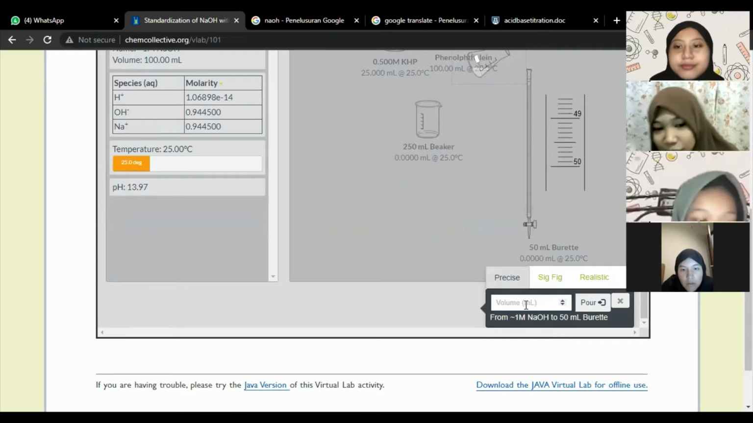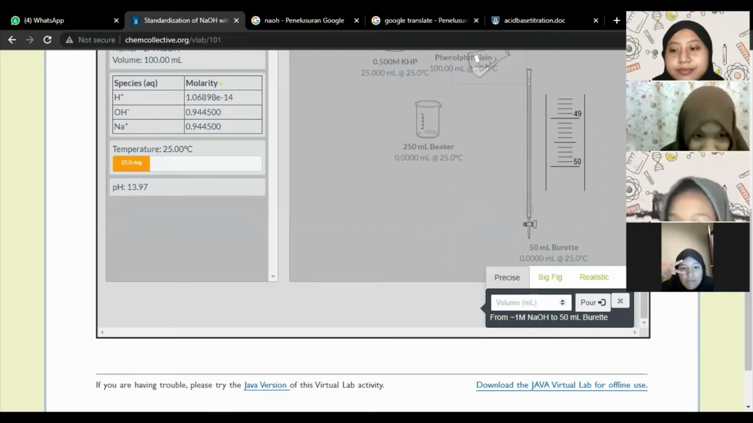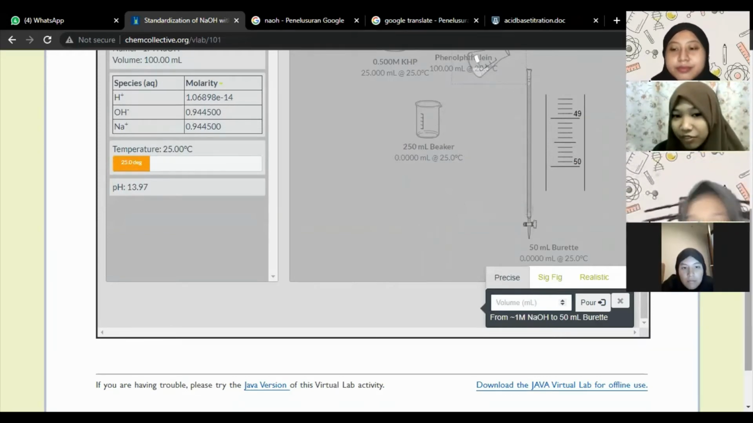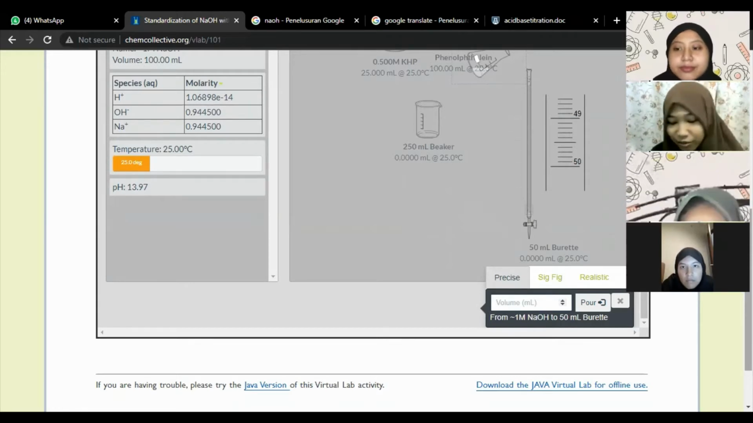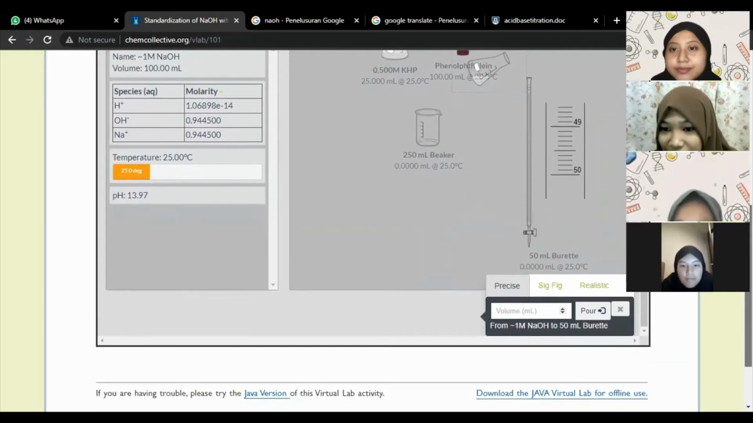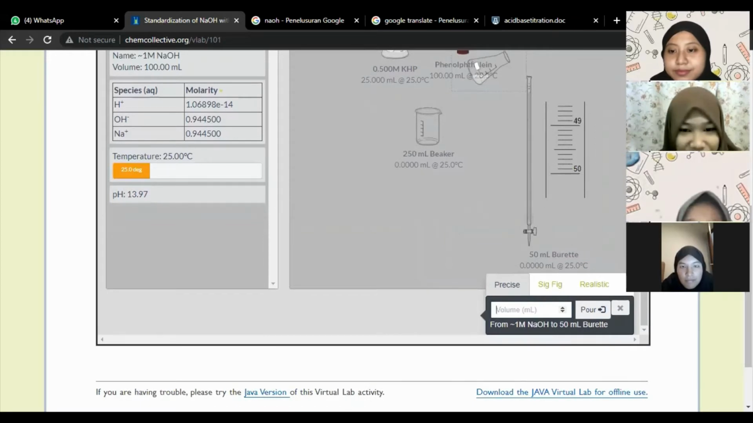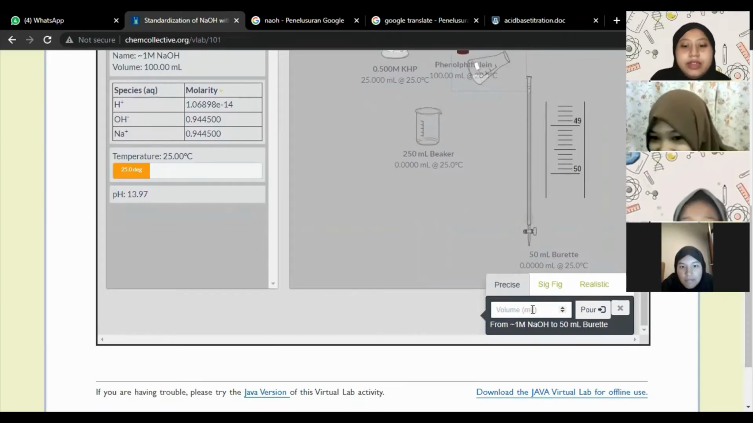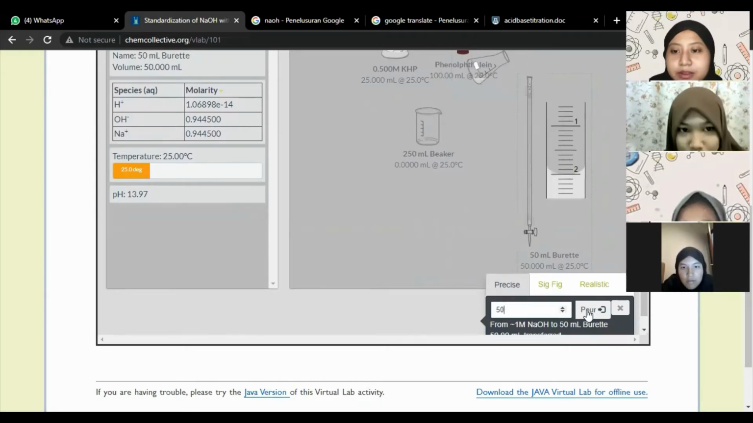So for the first step, after we prepare all of the materials or solutions and the apparatuses, we have to put the sodium hydroxide inside the burette, 50 milliliters maximum.